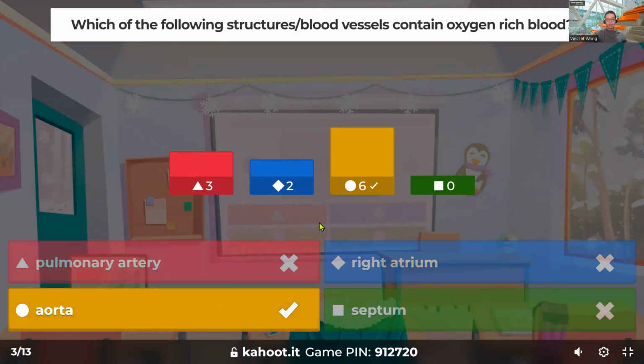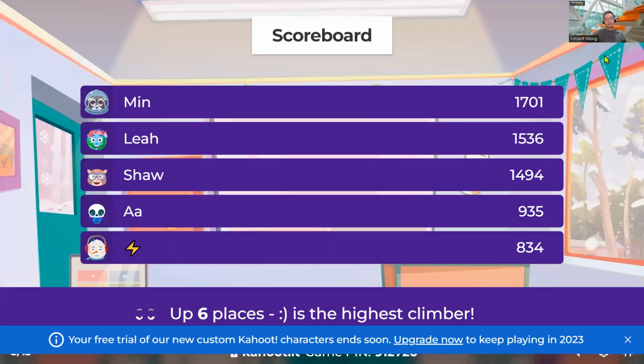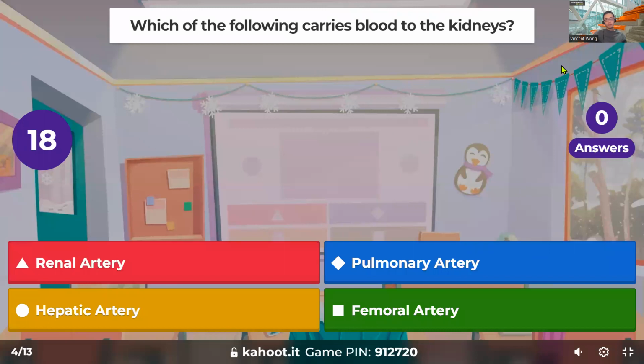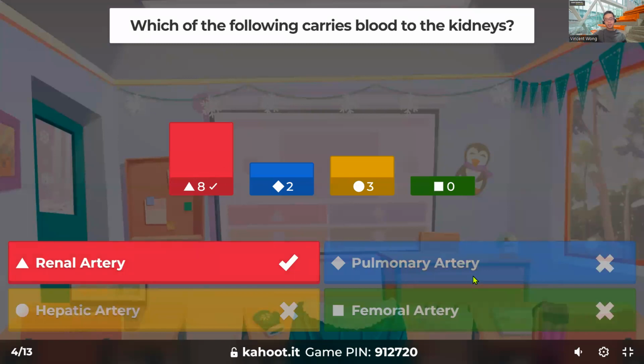Yep. To do something like this, you just have to refer to the flow chart that we created together and look at what structure is red and what structure is blue, right? Aorta is oxygen rich and it's the beginning of a systemic circuit, actually. Very good. Renal is for kidneys, pulmonary for lungs, hepatic for liver, femoral for the legs.